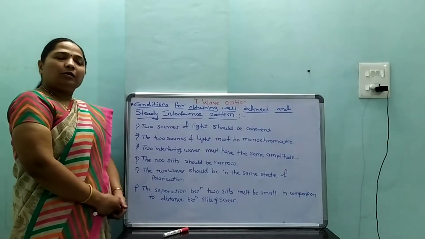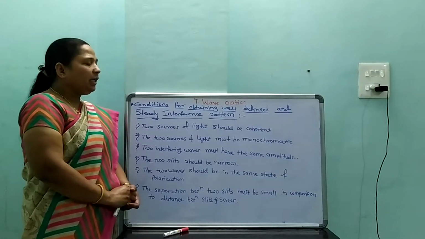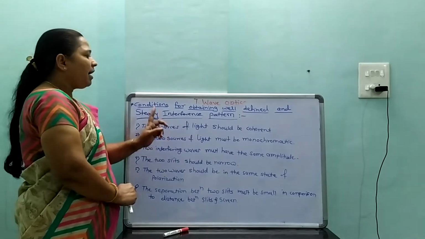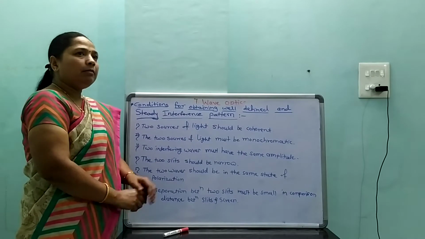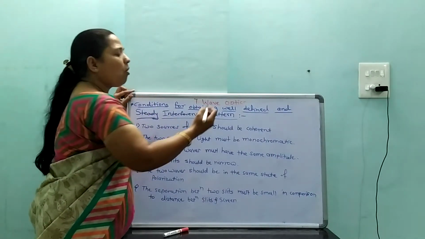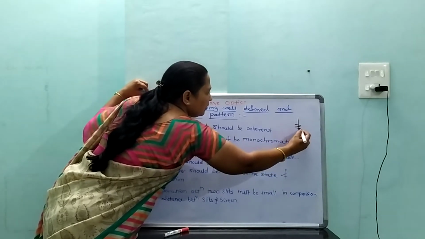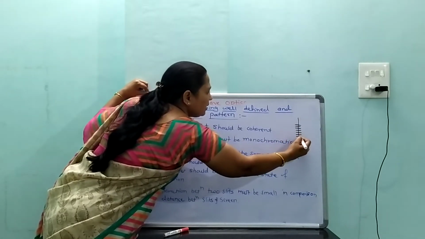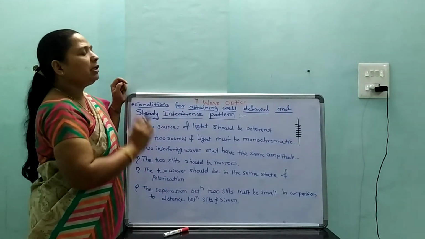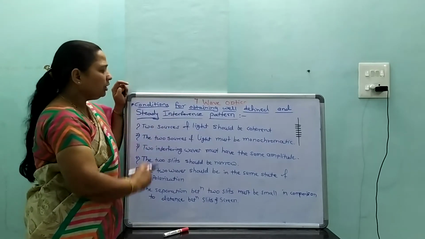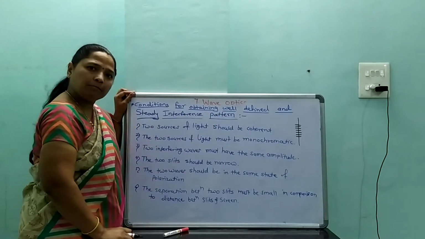Hello student. These are the different conditions for obtaining a well-defined and steady interference pattern. Steady interference pattern means the fringe width of the dark and bright fringes are equally spaced in the interference pattern. Some conditions are required. First condition, two sources of light should be coherent.